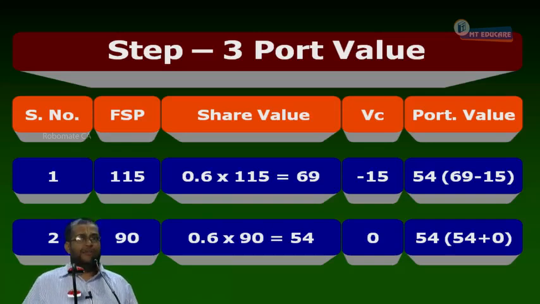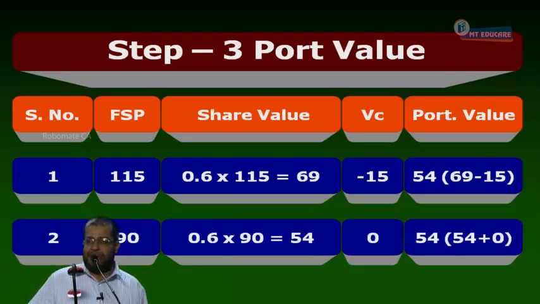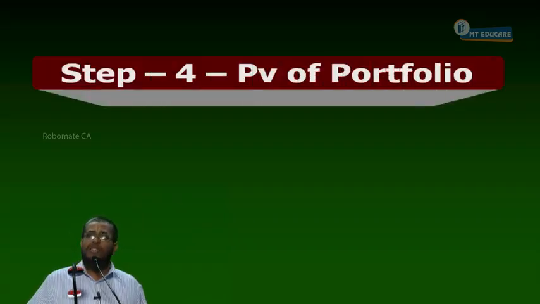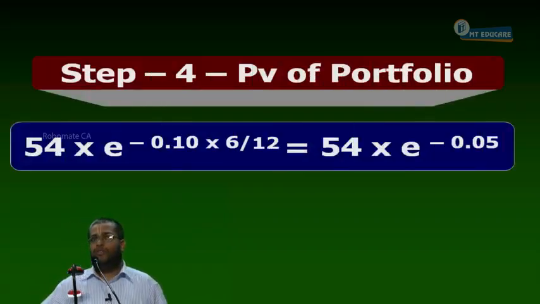Now, whether the FSP is 115 or 90, whatever may happen, my portfolio is always worth what? 54. Is it a risky or riskless portfolio? Riskless portfolio. This is a value after 6 months. If you want to find out today's value, you have to discount by 6 months, using what rate? Risk-free rate. Now step 3 or step 4? Step 4. Present value of portfolio.